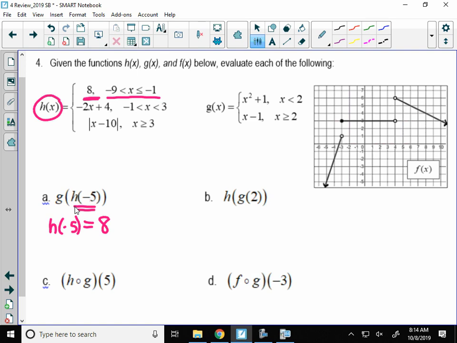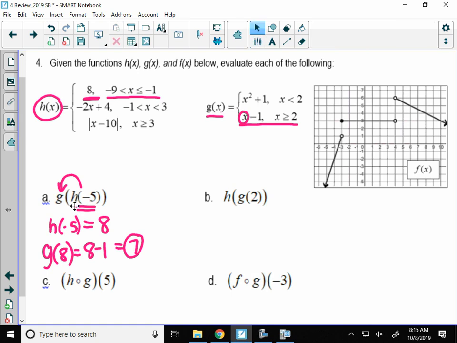Now I take g of 8. Remember, I put that function into the left, and I go to g. G over here, 8 is in this bottom domain. It's greater than 2. So I'm going to plug 8 in for x. So I'll have 8 minus 1, which equals 7. And that's your first problem.